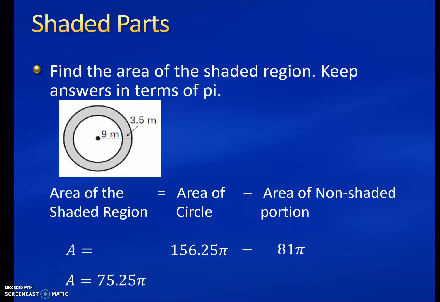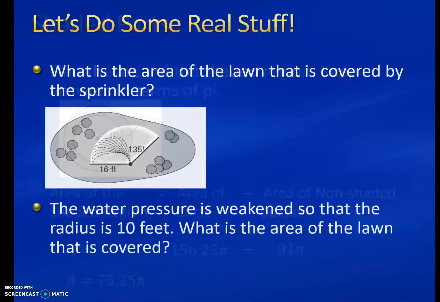So instead of 156.25, let me multiply that out. I get 490.87, okay? And same thing with the 81 pi. So I can go ahead and get decimal answers that way as well. Doesn't matter. Just read your directions so you know what you need to do. Okay, so let's take a look at this next problem.